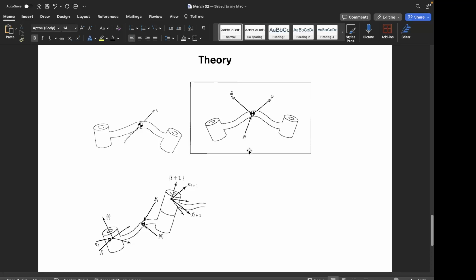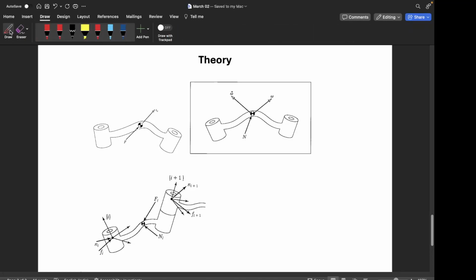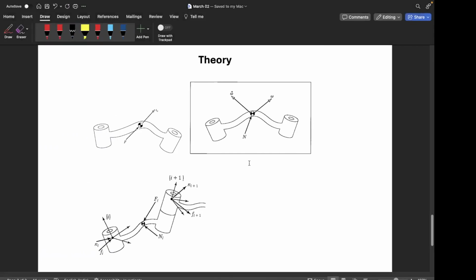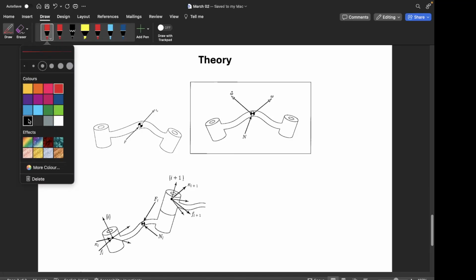So today, what we will discuss is how we compute the dynamics of manipulators, how we compute the required joint torques in order to move in a certain way, and we will solve a few questions around that. Okay, so let us begin.